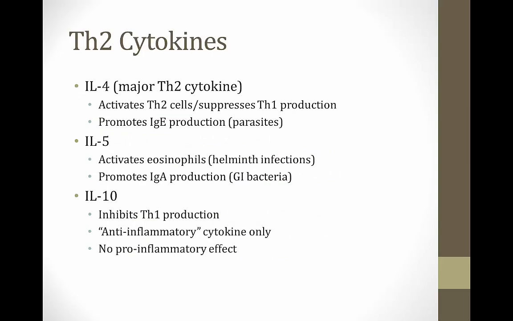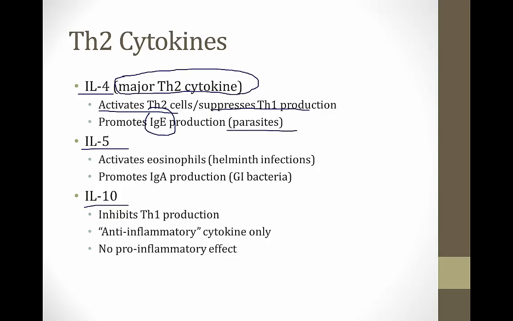The important Th2 cytokines are IL-4 and IL-5 and IL-10, and of these, IL-4 is the major Th2 cytokine. Whenever you think of Th2 cells, you can think of IL-4, and that's easy to remember because 4 is 2 times 2. IL-4 activates Th2 cells and suppresses Th1 production. It also promotes IgE production, which is very important for the defense against parasites. It's also very important in the development of allergic diseases.